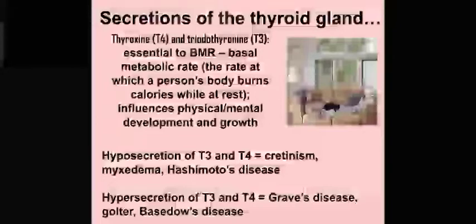Cretinism is hyposecretion of thyroxine in children, but myxedema is the hyposecretion in adults. In cretinism, children suffer from atrophy or defective development of the thyroid gland. Cretinism is characterized by dwarfism, retarded growth and retarded mental development. Now, Hashimoto disease also causes overweight of the body, and for hypersecretion, Graves' disease and goiter Basedow disease are here.